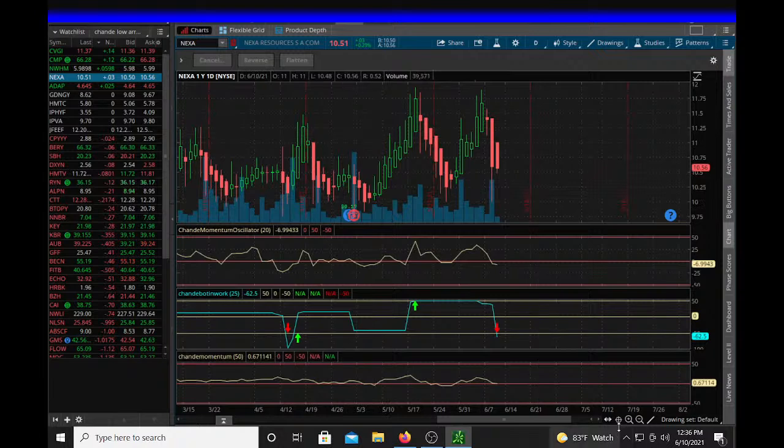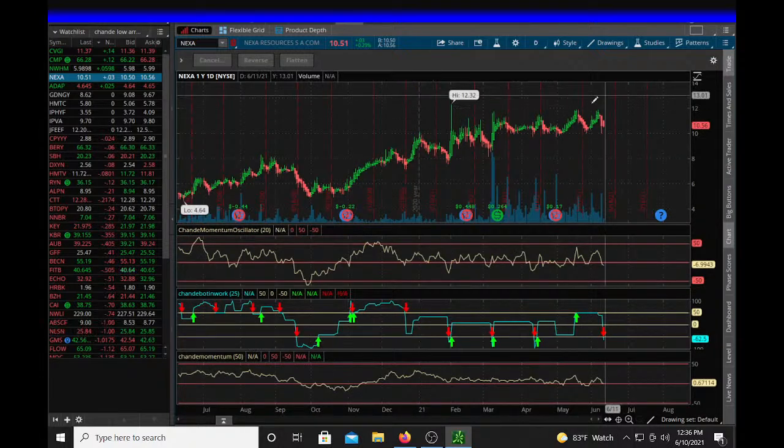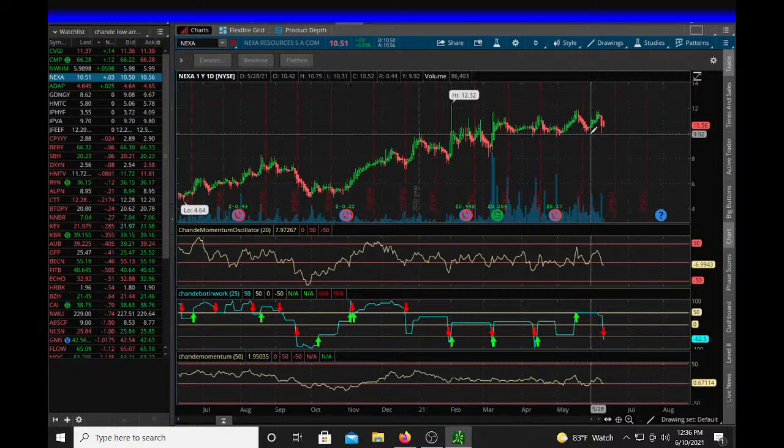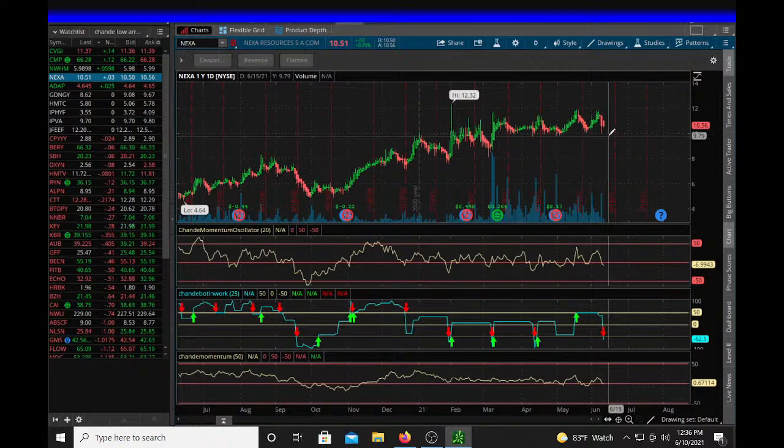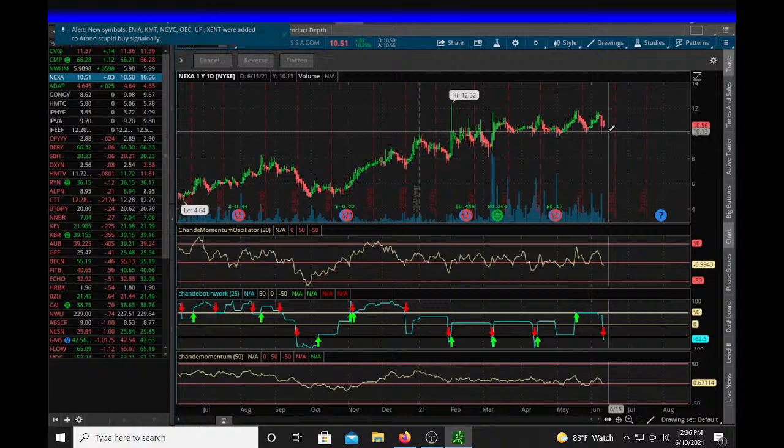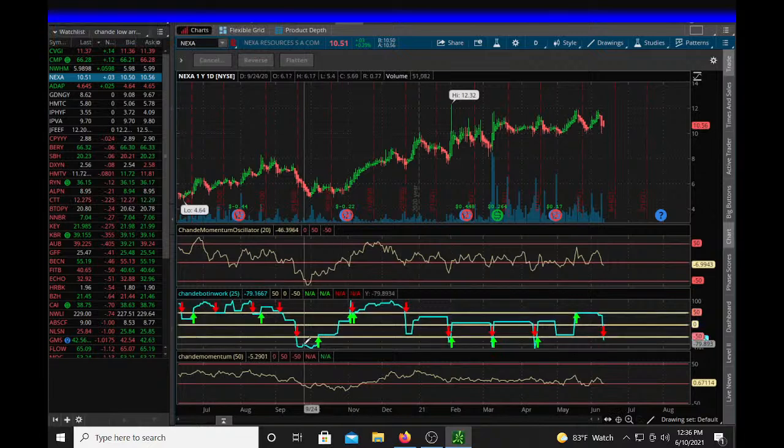Looks like it might be stuck in a channel here. If it is stuck in a channel, then we'll wait for it to dip off. Try to find it may have already tried to move up slightly. Okay. So we're going to watch for a consolidation and a reversal to happen.